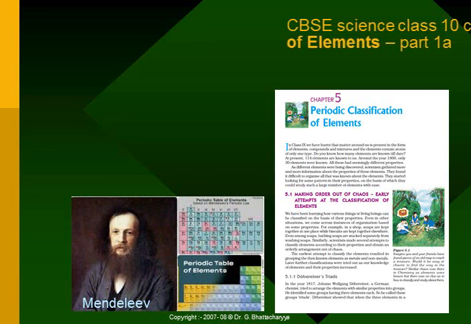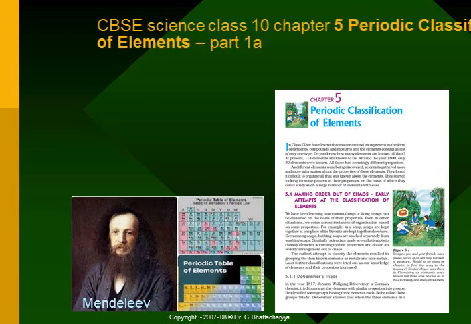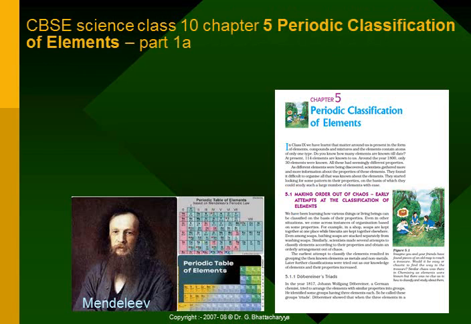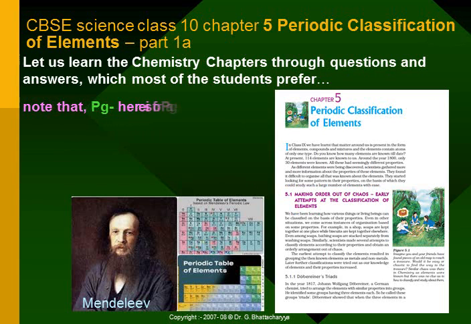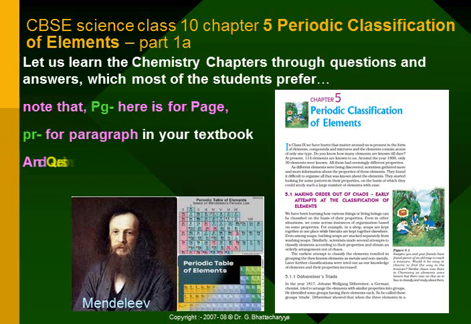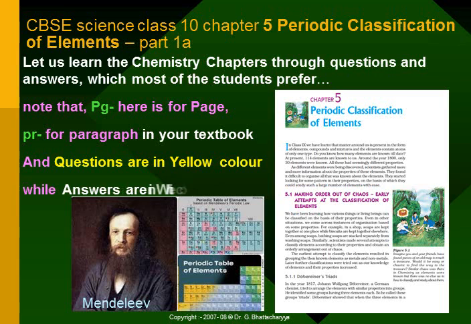CBSE Science, Class 10, Chapter 5, Periodic Classification of Elements. Let us learn the chemistry chapters through questions and answers, which most of the students prefer. Note that PG here is for page, PR for paragraph in your textbook, and questions are in yellow color while answers are in white color.